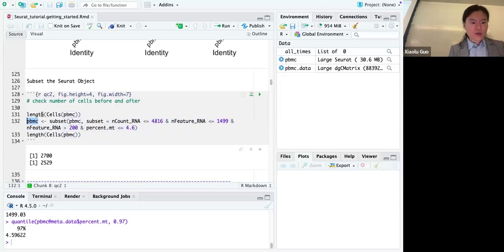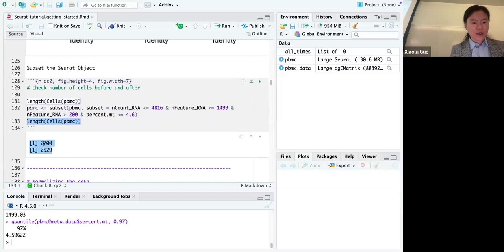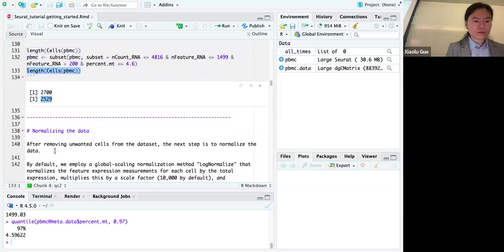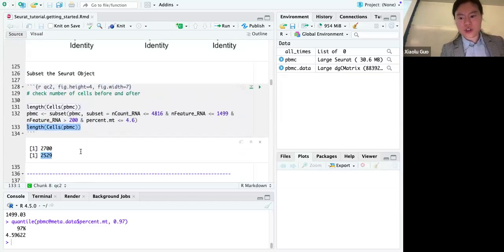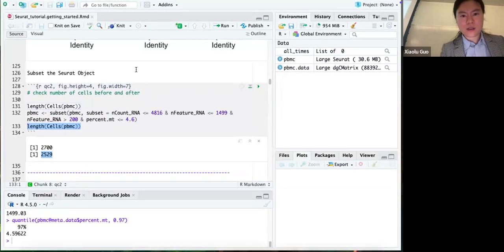So this is before we filter them out. Then we can calculate, after we filter out those low quality cells, how many cells we have left. We can see here it removed 170 cells. So that's quality control.